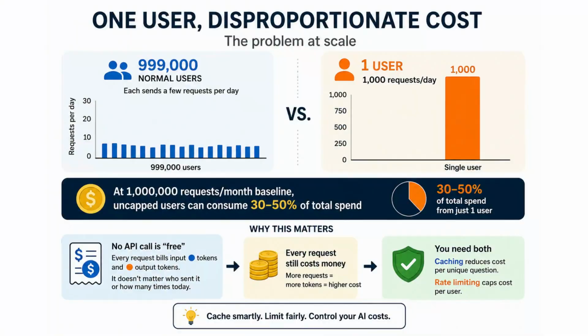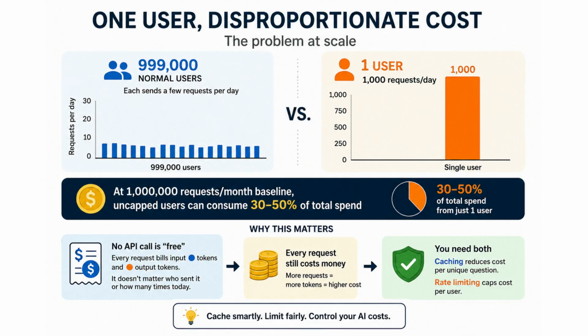Most users only send a few AI requests every day. But sometimes, one user or even a buggy application starts sending hundreds or thousands of requests. Every one of those requests creates another AI API call, and every API call costs money. Without any protection, that single user can quietly consume a large percentage of your monthly AI budget. That's why rate limiting is so important.